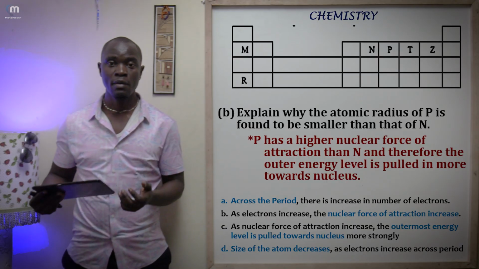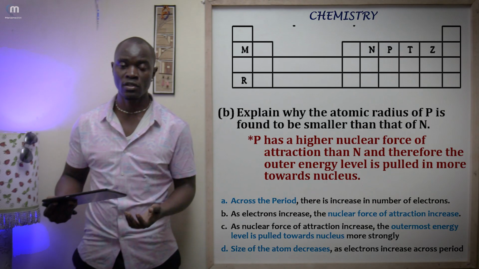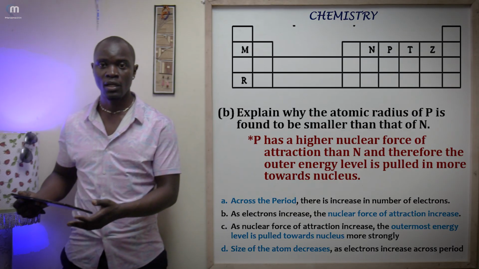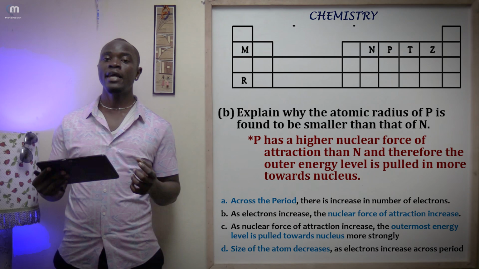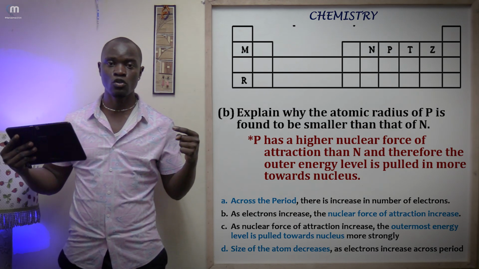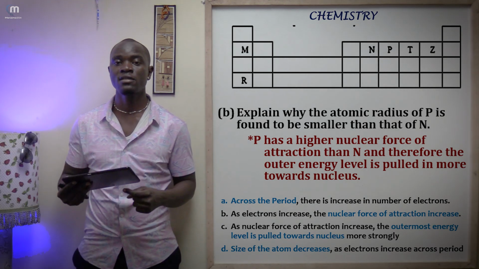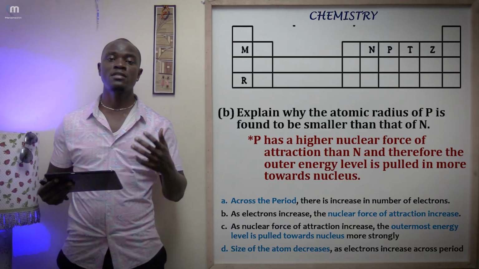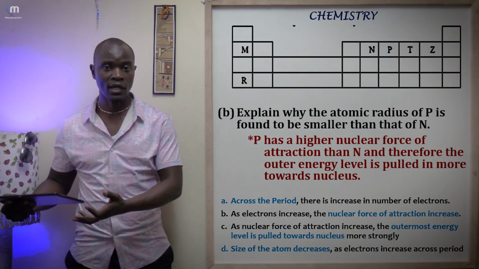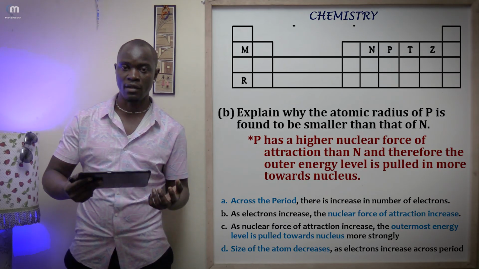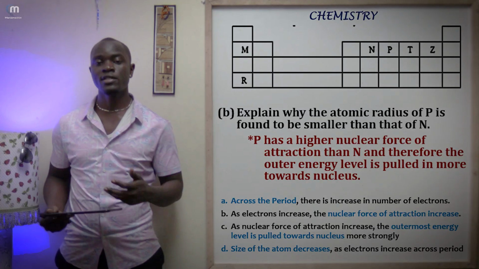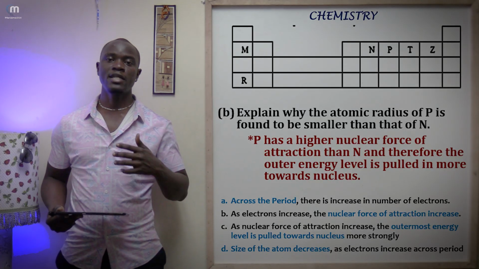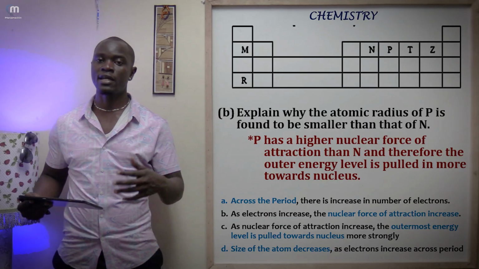This is because P has more electrons in the outermost energy level as compared to letter N. Therefore, the electrons of P are pulled in more strongly towards the nucleus, therefore making the size of the atom smaller than that of letter N. So that is exactly what happens. That is how you're going to answer this question. Why is it that letter P has a smaller atomic radius than letter N?